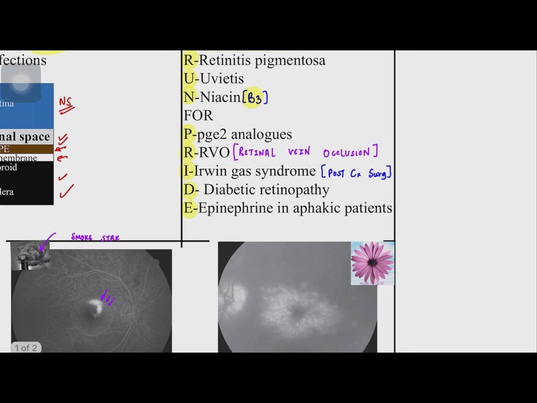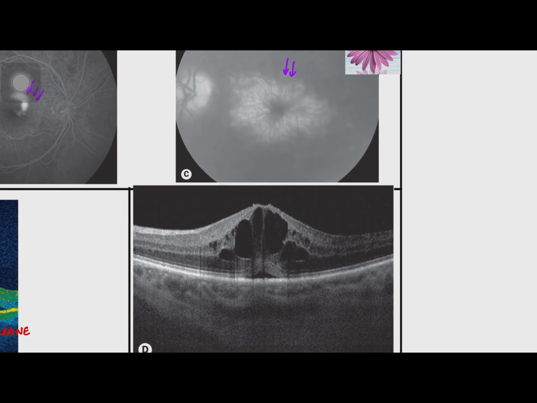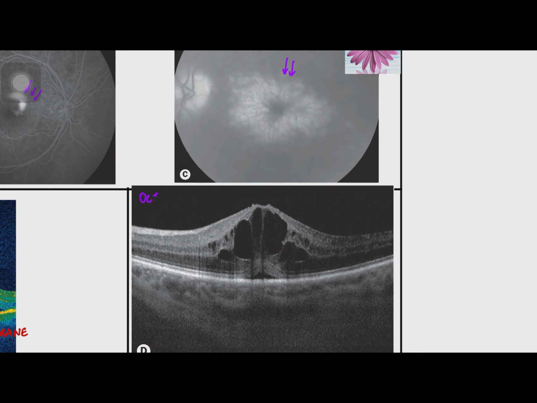Similarly, when we see the FFA pattern in cystoid macular edema, you will see this typical flower petal appearance. Okay, so flower petal appearance is seen in cystoid macular edema. Next, as you can see on the OCT, there are cystic spaces in the retina, and also we know that the outer plexiform layer is at fault. So you will see that the RPE and Bruch membrane are everything normal.